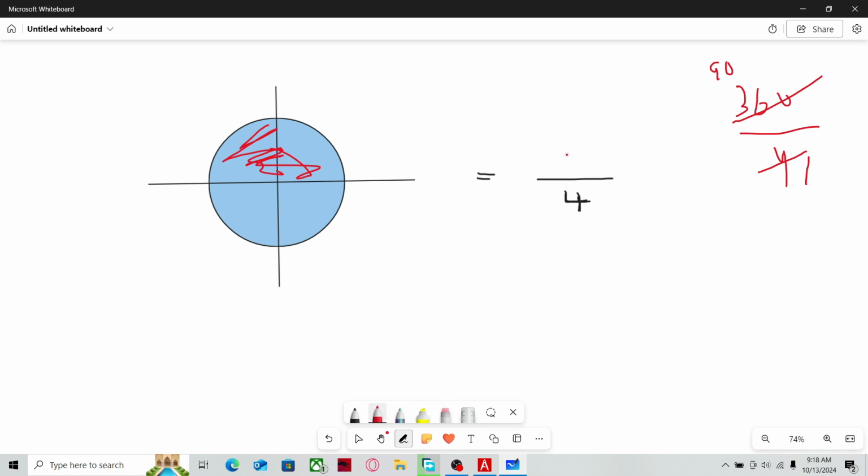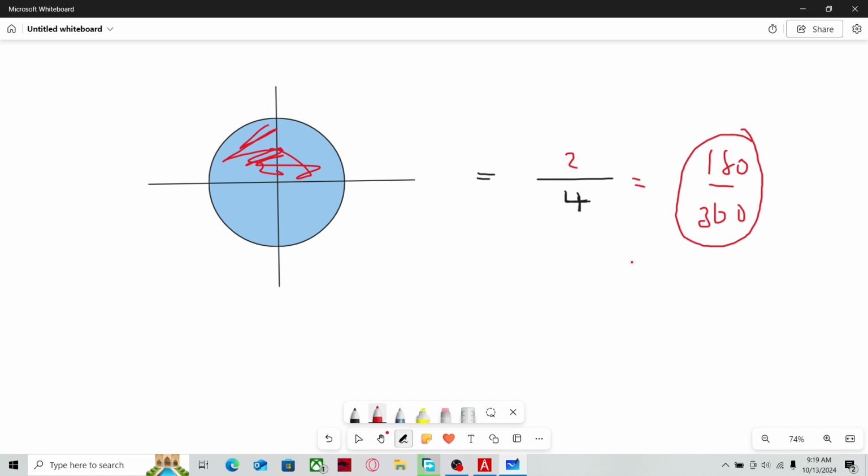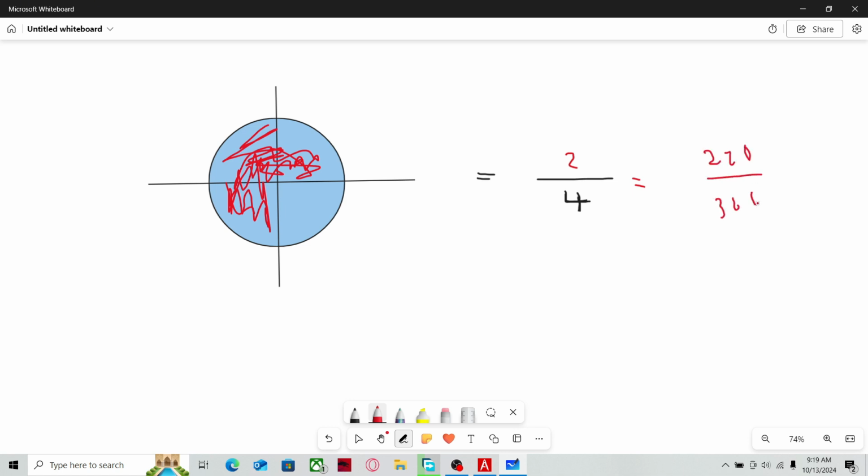If I shaded 2 regions, it will now be 2 by 4, which is also equal to 180 over 360. I mean this is angle-wise, right? If you look at it in an angle manner, it's 180 divided by 360. What if I shade 3 parts, 3 shaded regions? What's it going to be? It will be 270 over 360, and this would be 3 over 4.